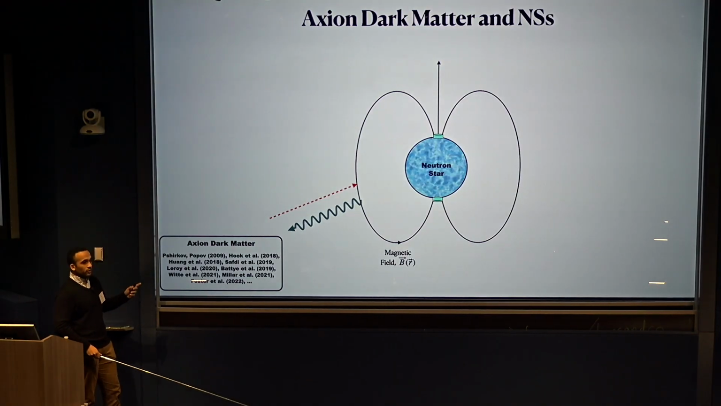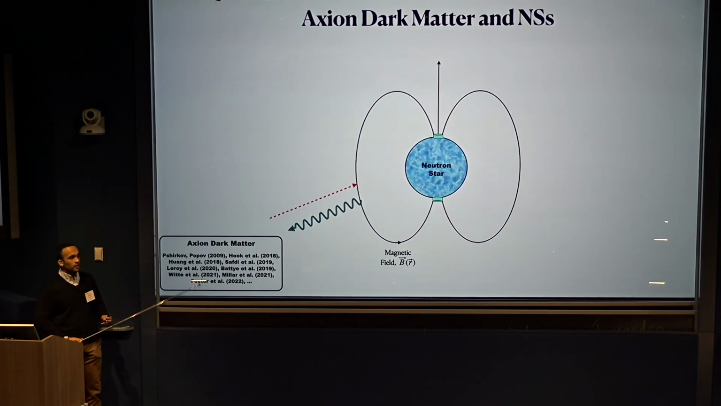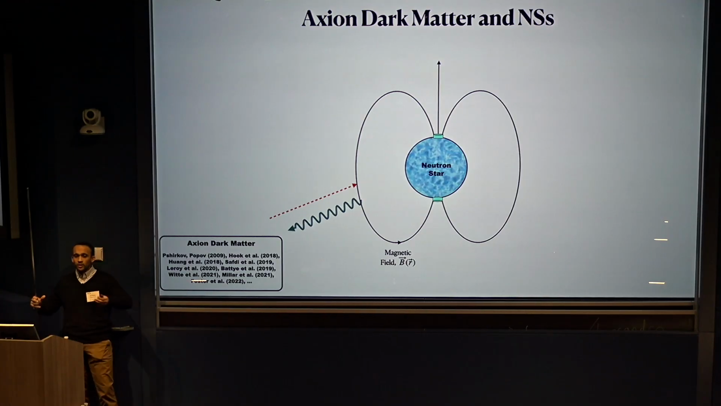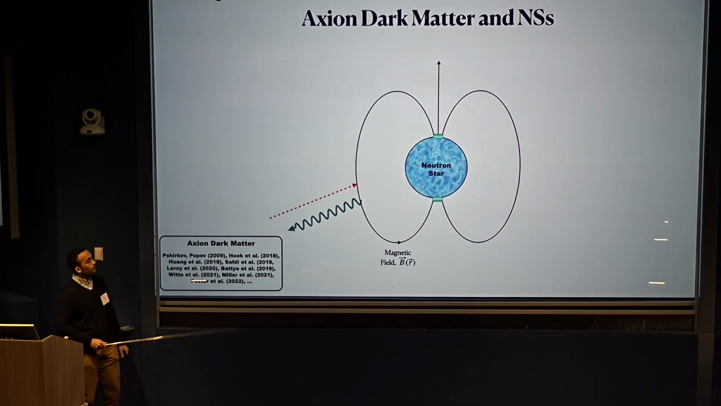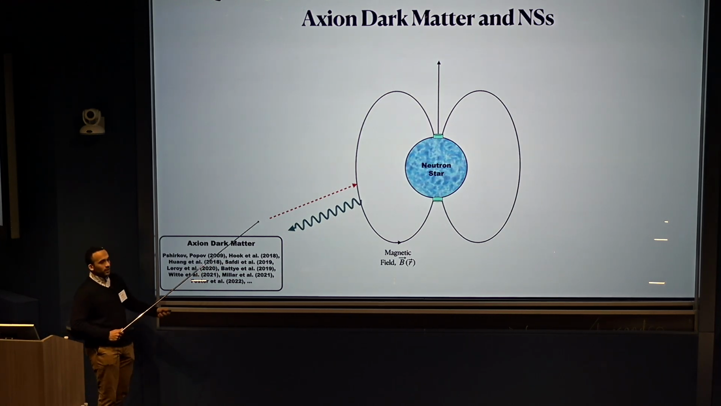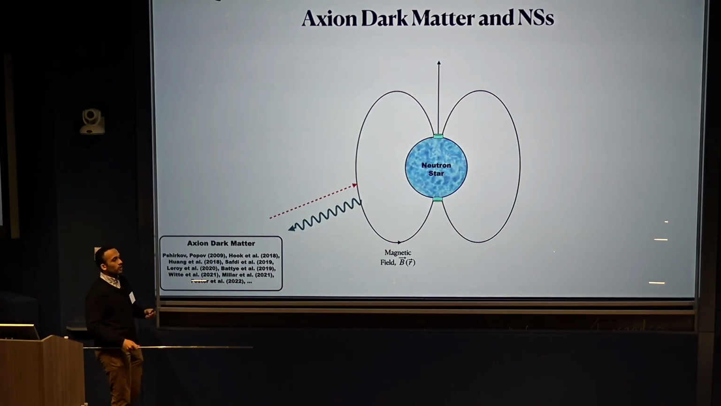But actually, some of the earliest work on this field of axions and neutron stars asked the question of what happens if you embed a neutron star in dark matter. This has been studied by a number of people as early as 2009. The idea that they found was that the axions would be pulled in, and some fraction of them convert into radio photons, and you would expect to see very narrow radio lines coming from these neutron stars.